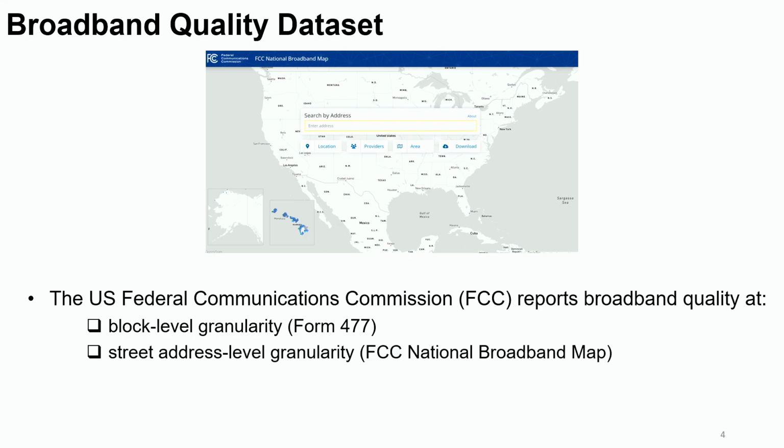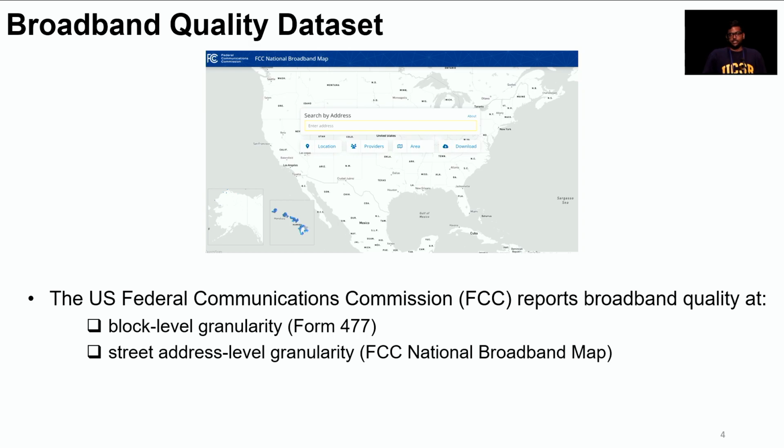So to their credit, the FCC realized that we need a much more granular data set of broadband availability and quality. And to that end, at the end of last year, they released the new National Broadband Map. Now, this map publishes the information related to internet availability and quality at the finest spatial granularity of street addresses. So this is a fantastic data source. It's now much more granular than what Form 477 used to be.